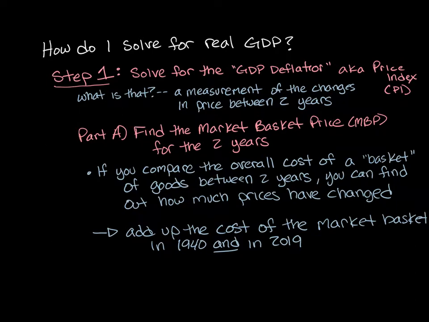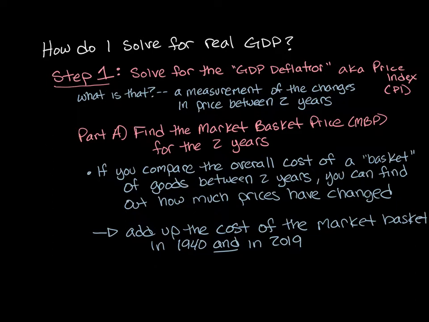Now, one of the things my students like to point out is that we're going to have a cell phone in the market basket in 2019, but not in 1940, or a personal computer. We tend to use goods that are roughly equivalent. So for the purpose of this, yes, there are going to be some differences between 1940's market basket and today's market basket.